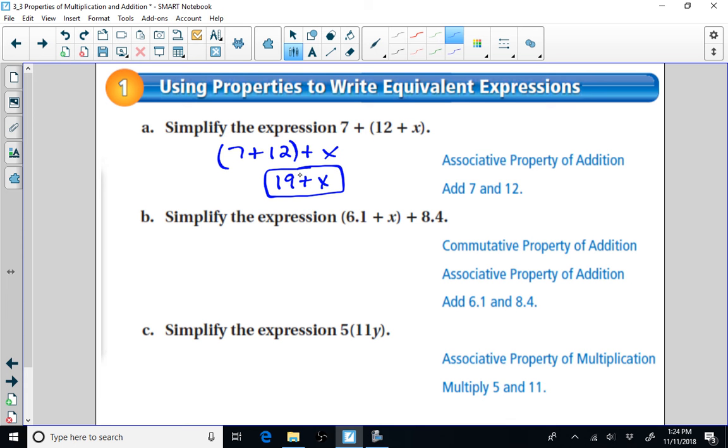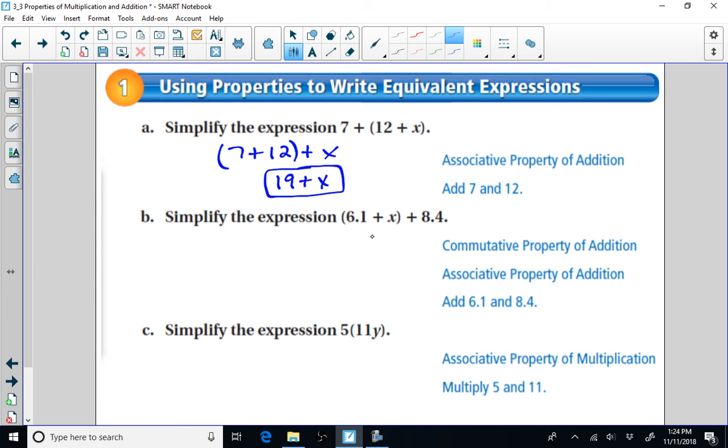Understand that this is an equivalent expression to the first expression, right? They have the same value, which means if I replaced x with any number, I would get the same value for each of these expressions.